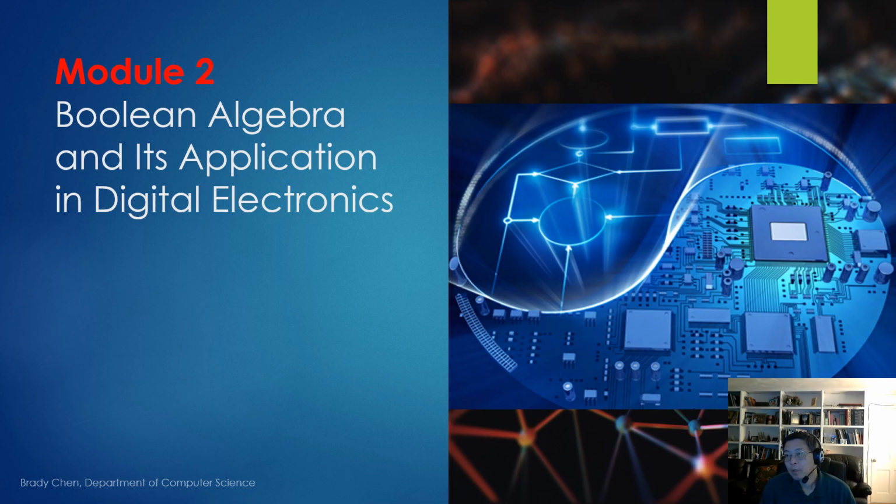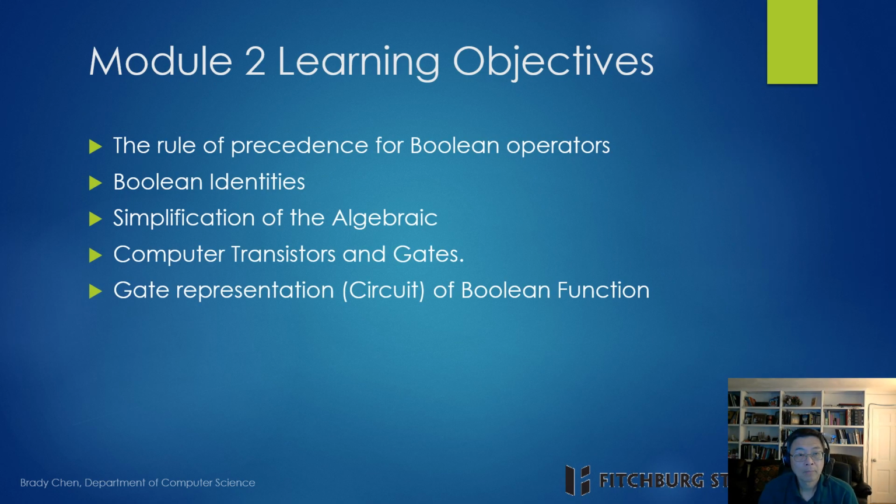Module 2, Boolean Algebra and its application in digital electronics. Okay, so here are the learning objectives for Module 2. The first one, we're going to talk about the rule of precedence for Boolean operators. Now, the Boolean operators are basically the same as the Boolean operations we talked about in Module 1: the conjunction, disjunction, implication, and the negation.